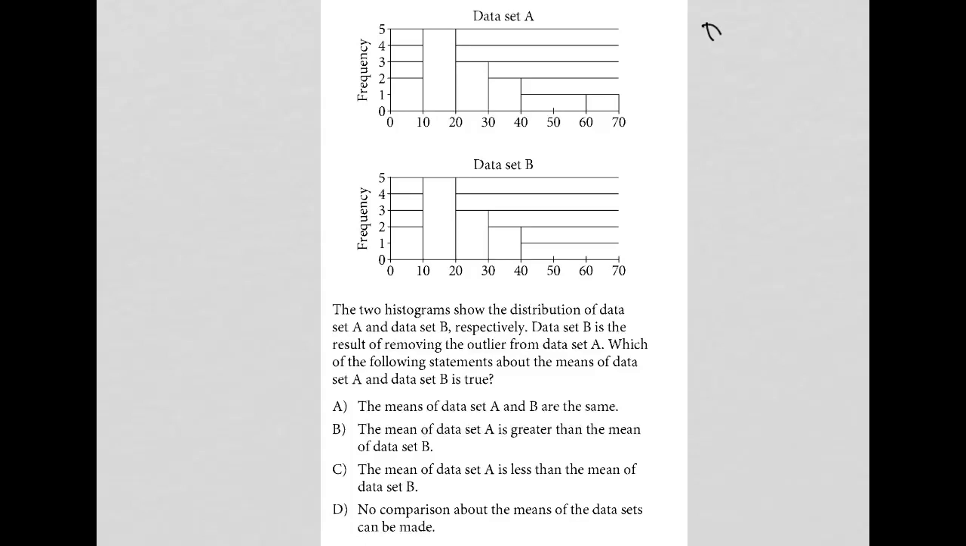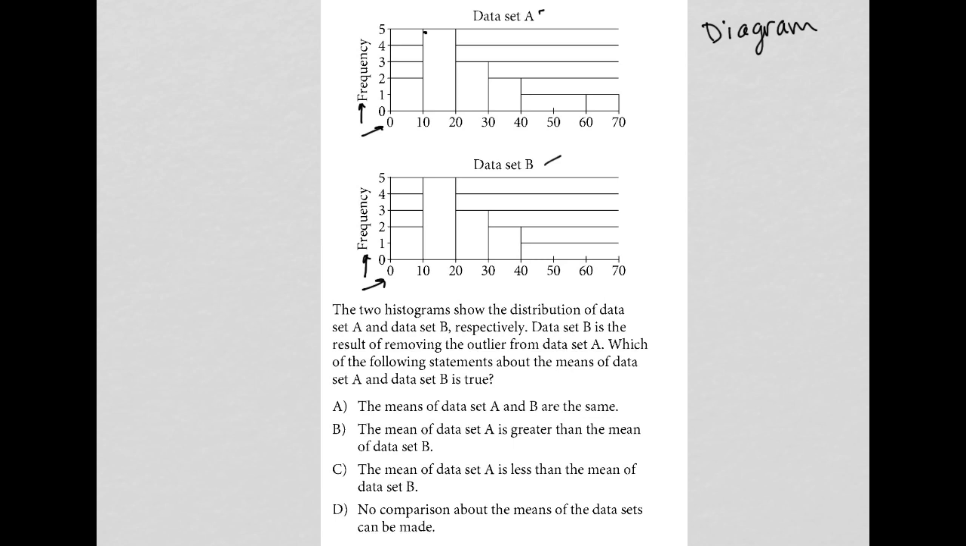So this question is a diagram question. This diagram looks a bit weird to me. I definitely see frequency as my y-axis. I see values in increments of 10 as my x-axis for both. Obviously, this is data set A, this is data set B.